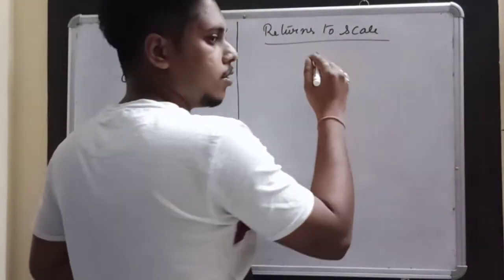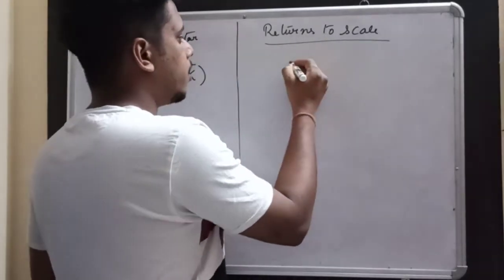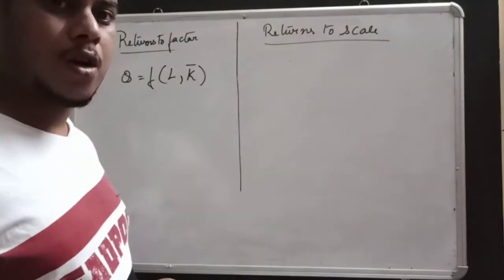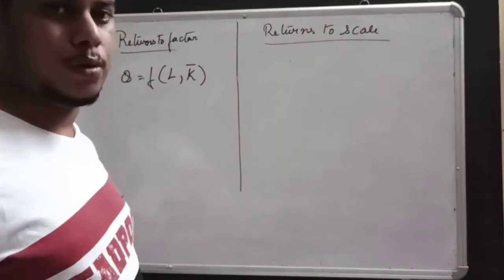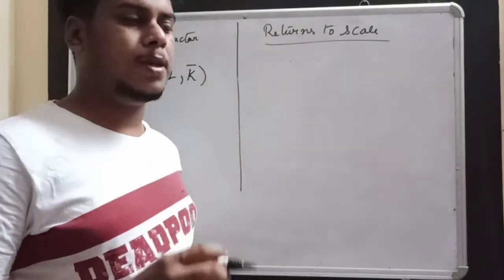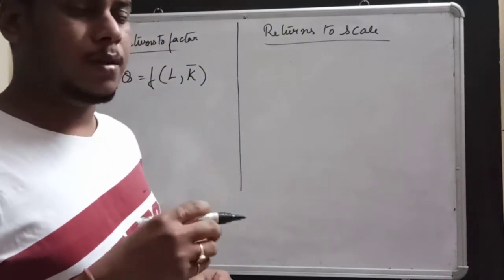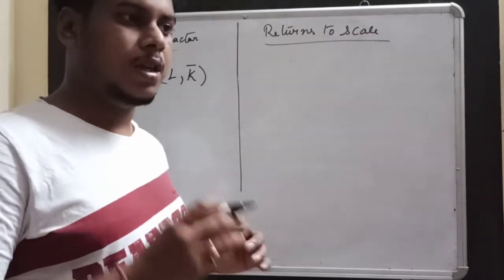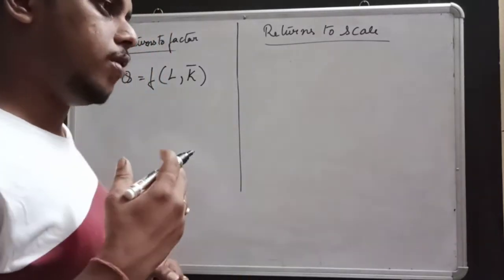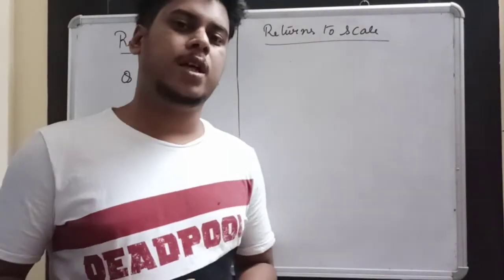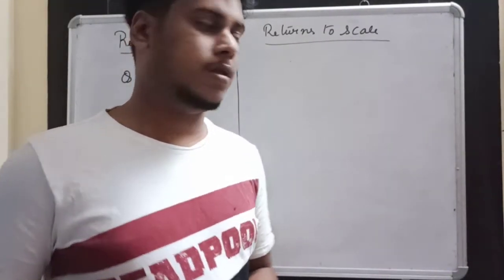However, in case of returns to scale, the definition goes something like, it refers to change in output due to change in all the inputs. Here there is no specific mention about whether the inputs are variable or fixed. Here all the inputs are changed, and in which time period can all the inputs be changed? It is the long run.